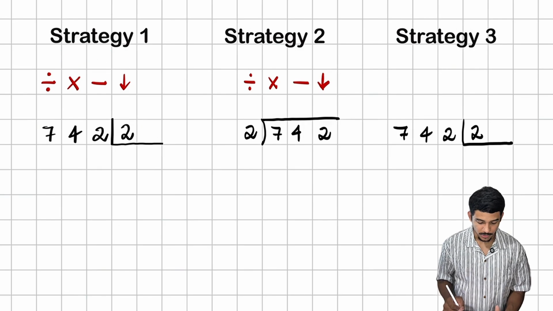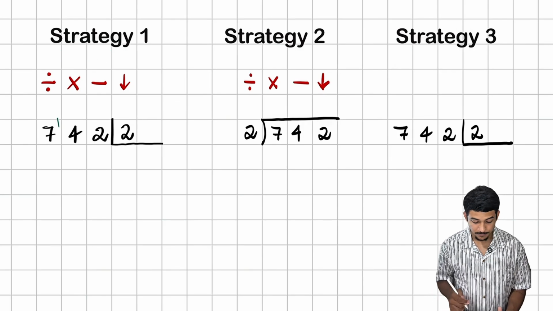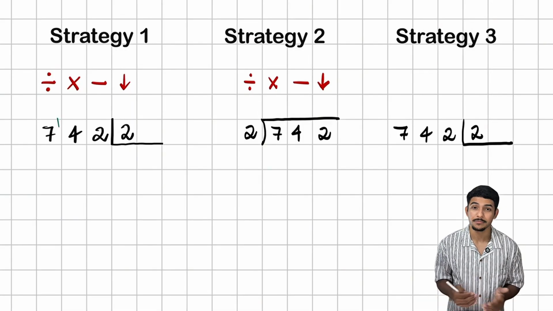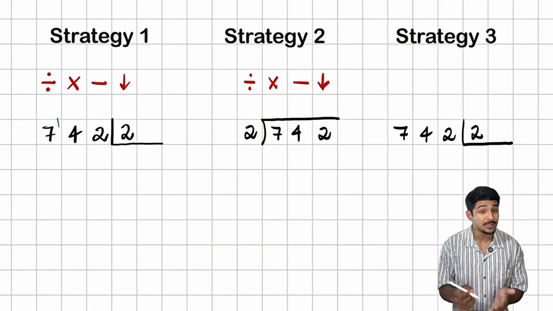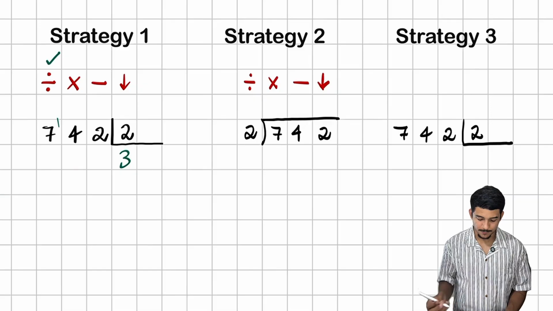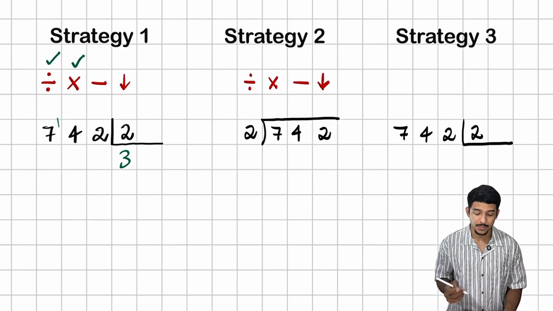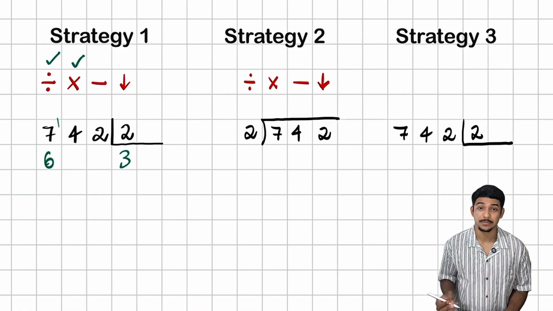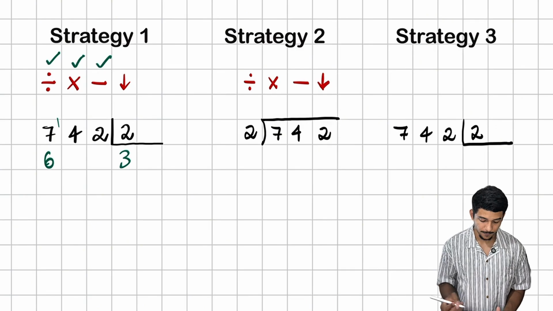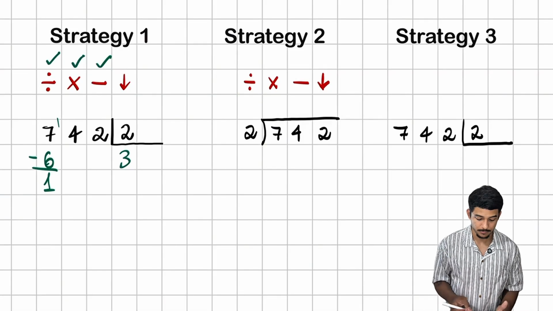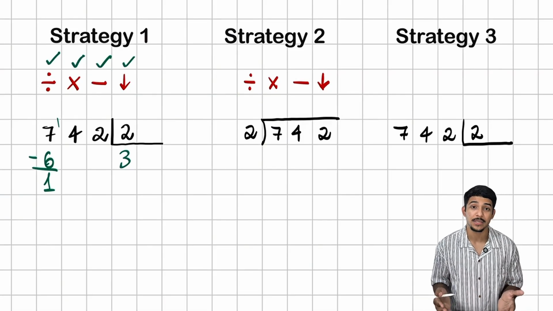So let's start. Check the first digit. Is this number greater than or equal to the divisor? The answer is yes. 7 is greater than 2, so you can divide 7 by 2. So let's do the division. 7 divided by 2 is 3. Now, let's do the multiplication. 2 times 3 is 6. And now, we do the subtraction. 7 minus 6 equals 1. And now, you bring the next digit down, which is 4.